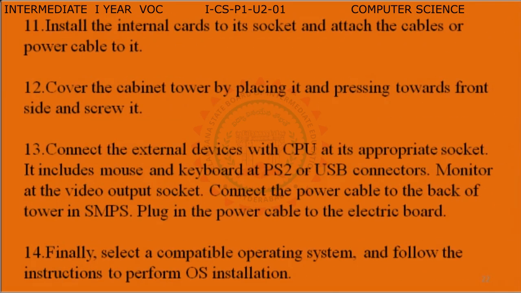In the next step, install the internal cards to its socket and attach the cables or power cable to it. Cover the cabinet tower by placing it and pressing towards front side and screw it. Connect the external devices with CPU at its appropriate socket.